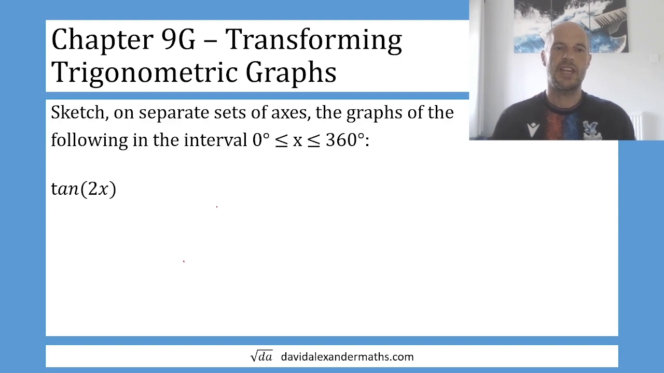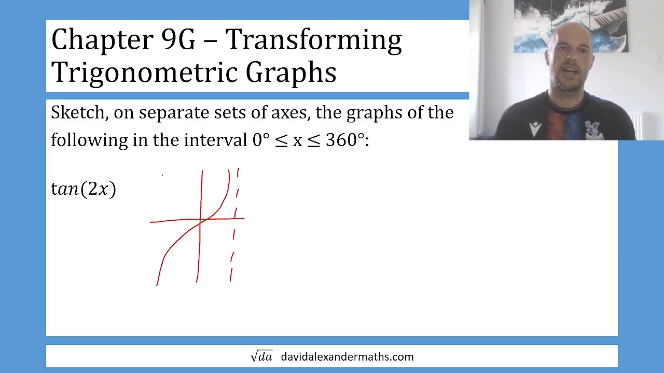Okay, so let's think about the tan of 2x, shall we? So let's do the tan of x. The tan of x will look like so, and the first asymptote is 90, and this one's negative 90, and it's going through the origin. So for the tan of 2x, I'm getting twice as many tan waves in any given interval. So everything is just going to be sort of like squished in by half.